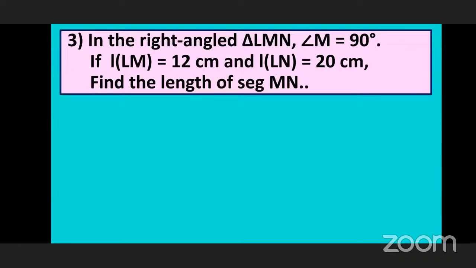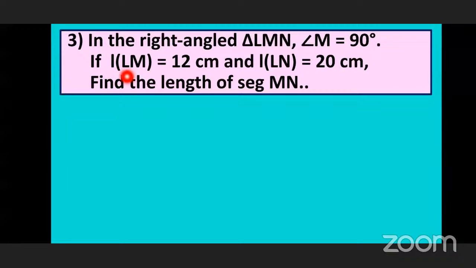Can anyone read the question? Miss, can I read? In the right angle triangle LMN, angle M is equal to 90 degree. If LM is equal to 12 centimeter and LN is equal to 20 centimeter, find the length of segment MN. See children, L stands for length. And this is the sign of angle. Okay, this is the sign of angle. And here L means length, length of the side.